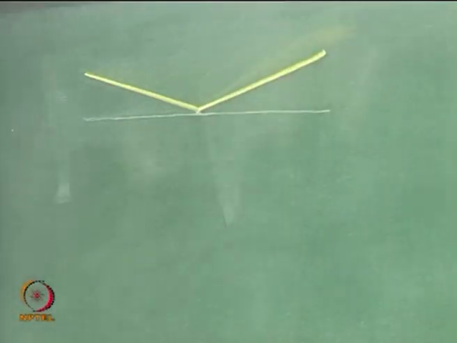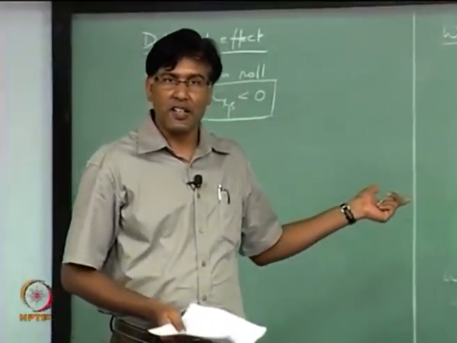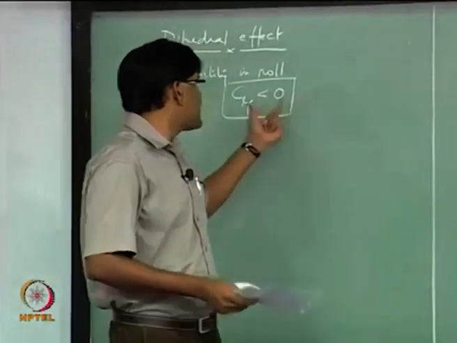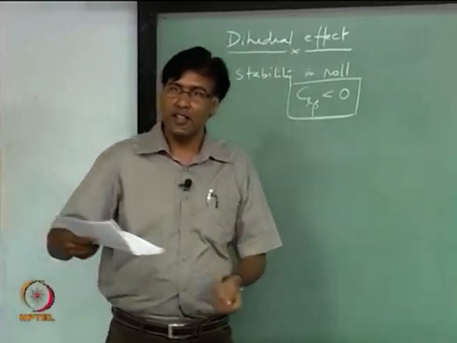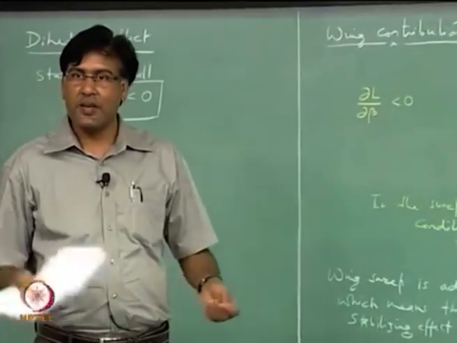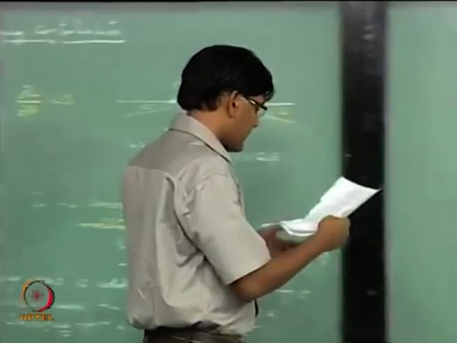Let us look at the effect of the wing dihedral angle on the roll stability. As the name itself suggests, we are talking about the dihedral effect, right, and dihedral effect means CL beta should be less than 0. So, wing dihedral angle should give me a stabilizing effect in roll, but how does that happen? Let us try to understand that.